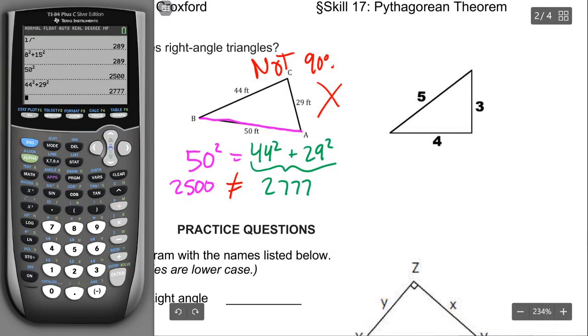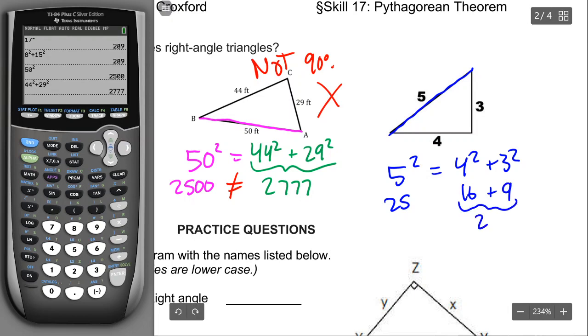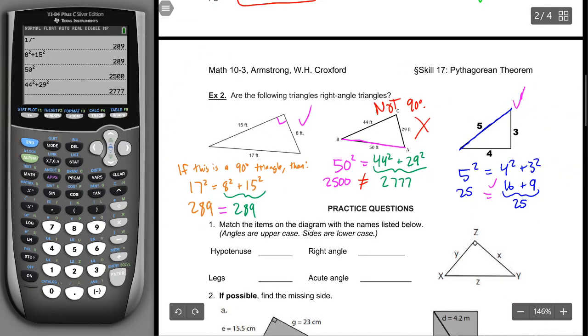Last one. The long side here is the 5. So is 5 squared the same as 4 squared plus 3 squared? I don't need a calculator for this one. 5 squared is 25. 4 squared is 16. Plus 3 times 3 is 9. And guess what? 16 plus 9 is 25. So these are equal. So yes, that is a 90-degree triangle. Okay, and that works because Pythagorean theorem, this c squared equals a squared plus b squared, only works for 90-degree triangles. Cool, so those are the two ways we use Pythagorean theorem, either to find sides or to check if an unknown triangle is a 90-degree triangle.